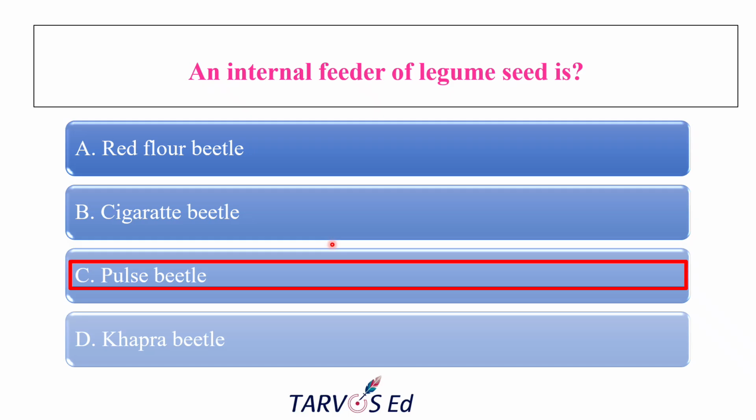And why the others are wrong: red flour beetle, cigarette beetle, khapra beetle and the like are usually external feeders, not internal feeders. They usually feed on the outside of the seed, not the inside. They usually don't bore inside whole legume seeds. They are the external feeders.